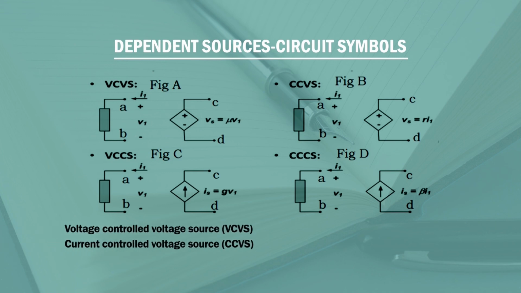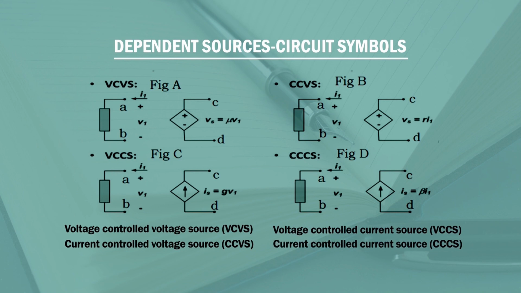A voltage source can be classified as a voltage controlled voltage source as shown in figure A, and it can also be classified as a current controlled voltage source as shown in figure B. And then a current source can be classified as a voltage controlled current source as shown in figure C, and a current controlled current source as shown in figure D.